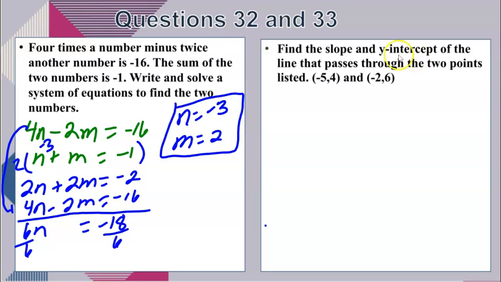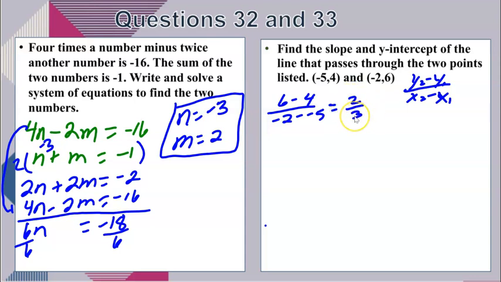Question 33, find the slope and y-intercept of the line that passes through the 2 points listed. So I need to find the slope. So I'm going to do 6 minus 4 divided by negative 2 minus negative 5. Again, I'm just using y2 minus y1 divided by x2 minus x1. This is going to give us 2 over 3.